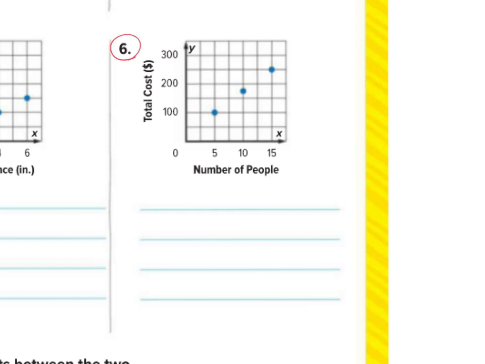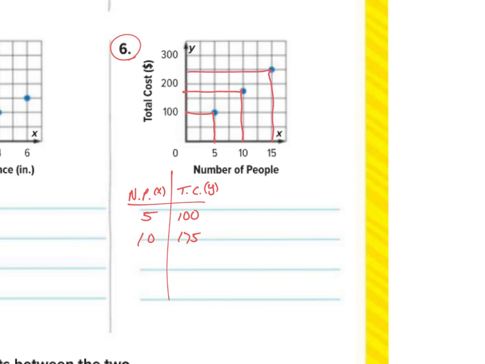And then finally, let's look at number 6. We've got number of people on our x-axis, and then we've got total cost on our y-axis. So we read our graph. At 5, total cost is 100. At 10, total cost is, we go 100, 150, 200, this would be 175. So I said 10 would be 175. And then at 15, we're at 250.